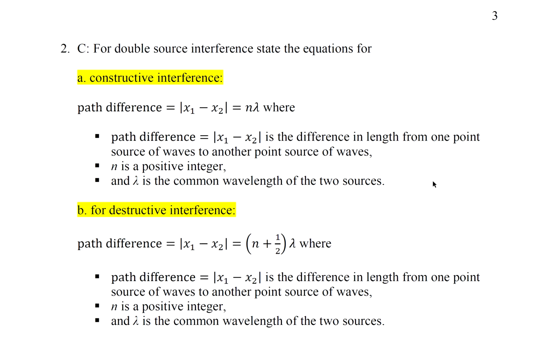Question 2, for double source interference, state the equations for A, constructive interference. Constructive interference is when the path difference, which is x1 minus x2, meaning the length from the source to point x1 minus the source to point x2, is equal to n lambda. The path difference is the difference in length from one point source of waves to another point source of waves. N is a positive integer, 1, 2, 3, 4, 5, and lambda is a common wavelength of the two sources.